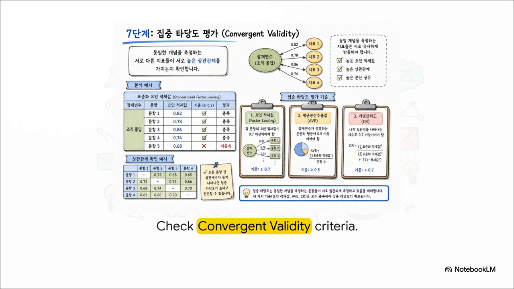So step 7 focuses on convergent validity, where we check 3 strict criteria to ensure our questions are highly unified. First, every single question must have a factor loading of 0.7 or higher. Second, the average variance extracted, or AVE, must be at least 0.5, meaning your underlying concept explains more than half of the variance in the answers. And finally, composite reliability, or CR, must be over 0.7, which proves high internal consistency. You've got to get all 3 of these green check marks to pass.